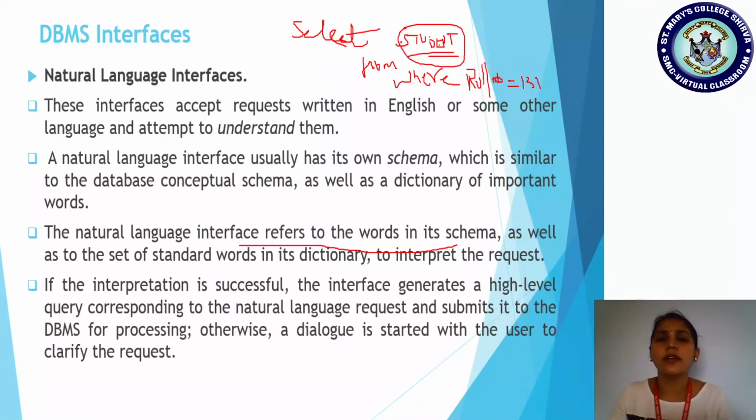So what is the meaning here? The DBMS software or the compiler has to process, from the student file, the select, meaning to fetch the record of the student who has roll number 131. That is the meaning. So the natural language interface refers to the words in its schema, the schema description where we have student, as well as the set of standard words in its dictionary to interpret the request. So these are defined in the dictionary: what select, from, where mean and what has to be done with these terms.